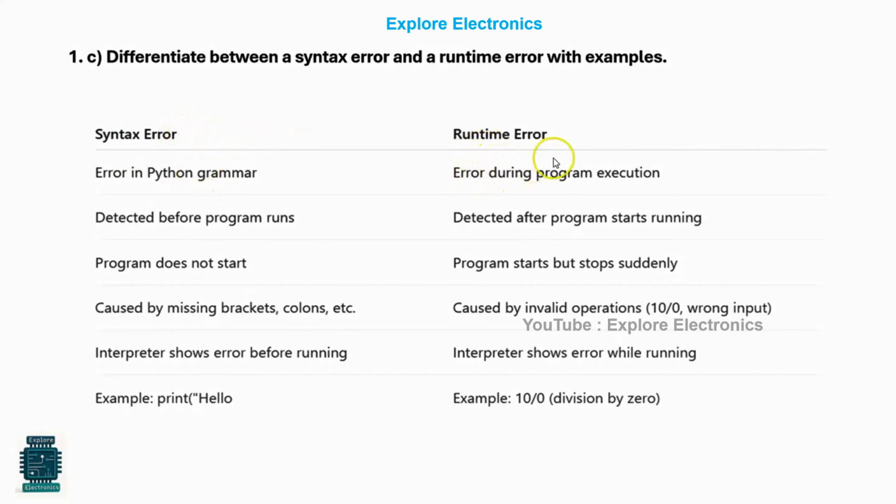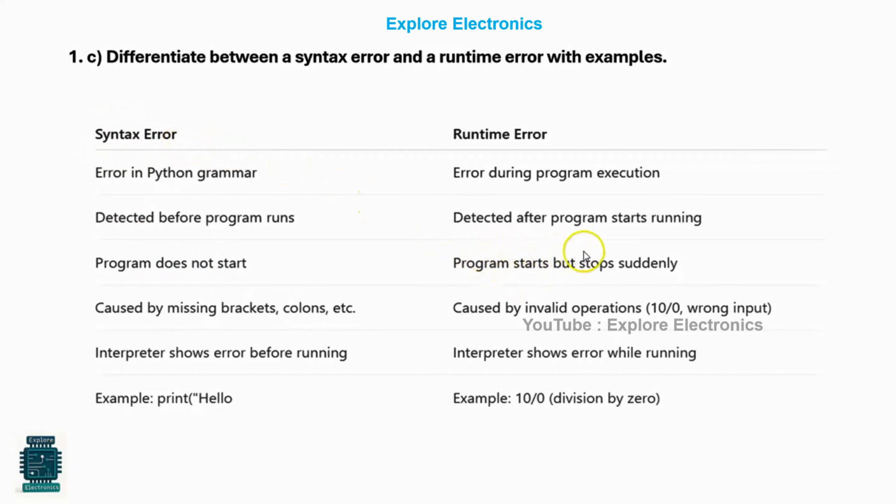Runtime error means error during the program execution. While running the program, if you get the error, that is a runtime error. Error during program execution. Clear? A syntax error is detected before the program runs. A runtime error is detected after the program starts running. If you get any syntax error, the program doesn't start.